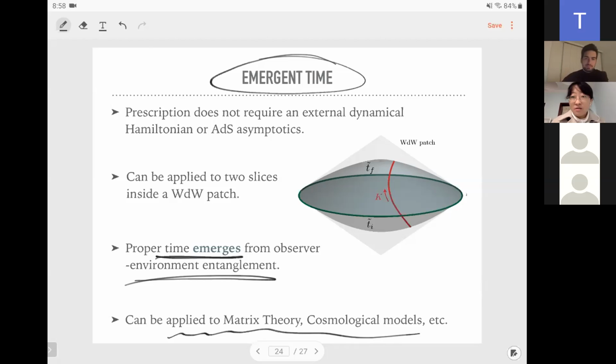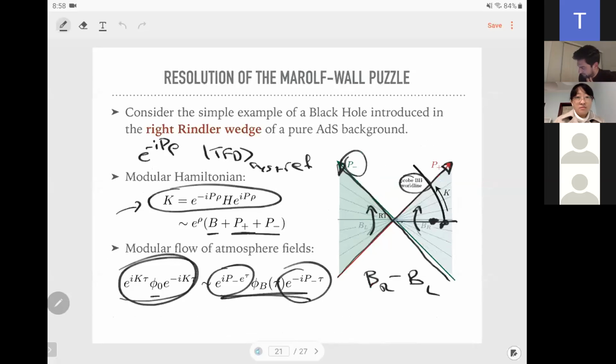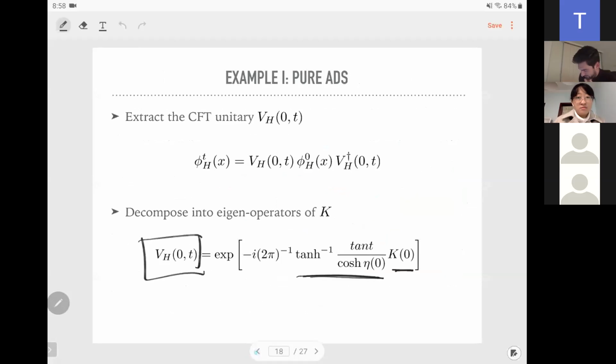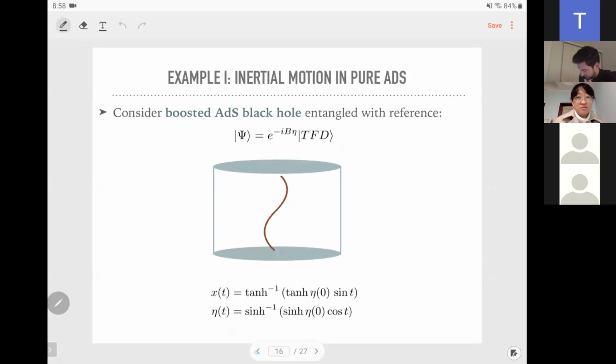I have a naive question. So at some stage you were claiming that the result is fairly universal, doesn't depend on any property of the bulk. So I was wondering, what if I replace a small black hole by a heavy particle, would the result be the same?